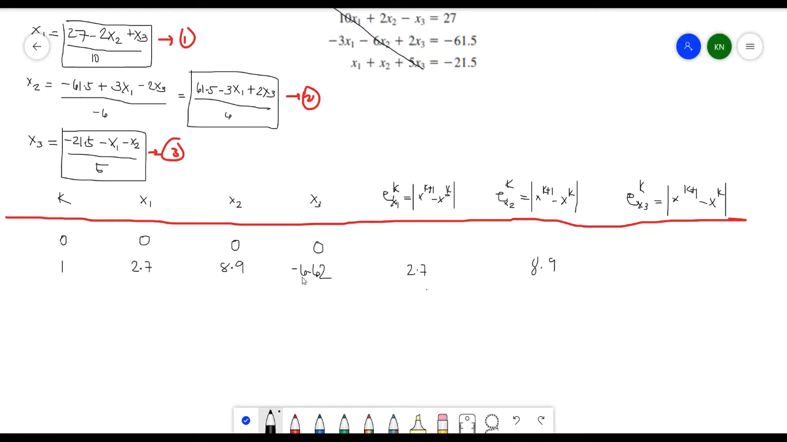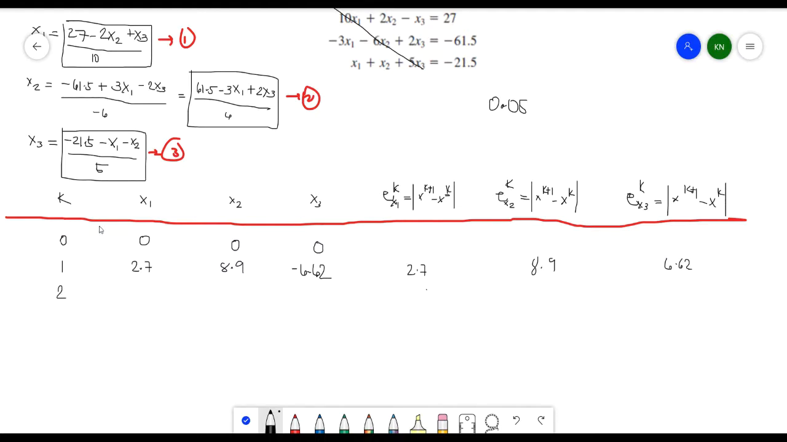And 6.62 minus 0, that is still 6.62. Again, that is absolute value, so there's no need to copy the sign. So we already have this relative error. Again, the objective is that our relative error must be less than 0.05. Since, as you can see, this is not yet less than 0.05, we'll need to continue with another iteration. So that gives us this one.